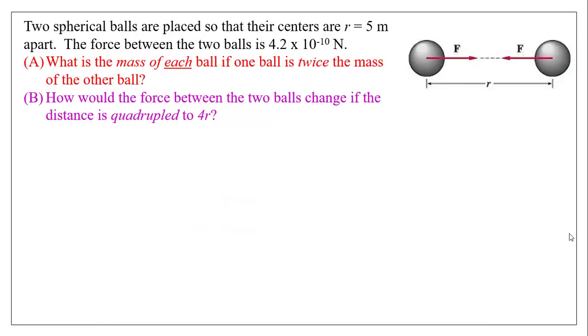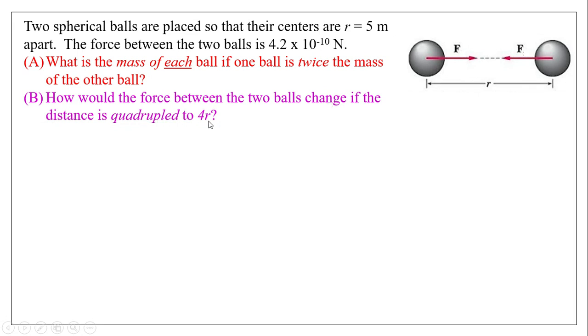Alright, so in this particular video, we have two spherical balls placed so that their centers are 5 meters apart. It says the force between the two balls is 4.2 times 10 to the negative 10 newtons. Part A wants us to find the mass of each ball if one ball is twice the mass of the other ball. And then part B asks us how would the force between the balls change if the distance is quadrupled to 4r.